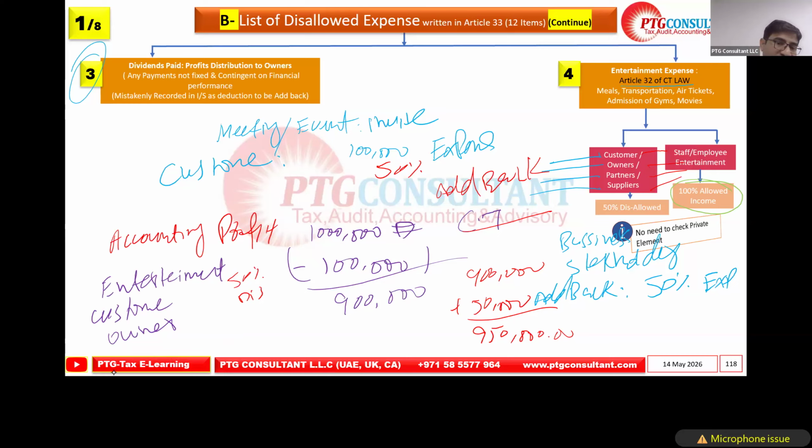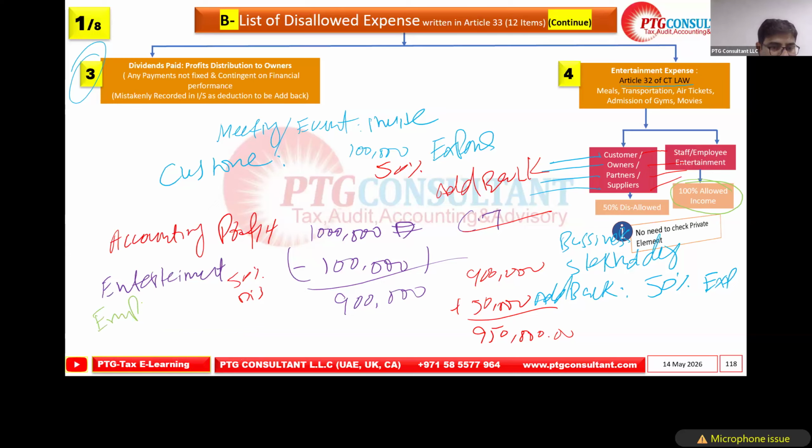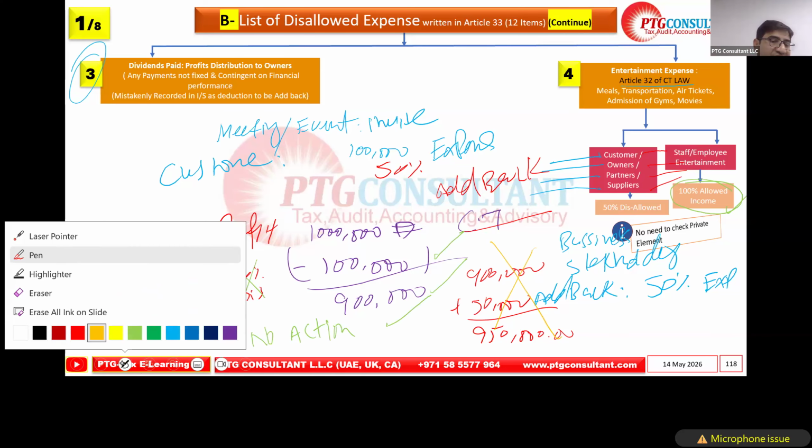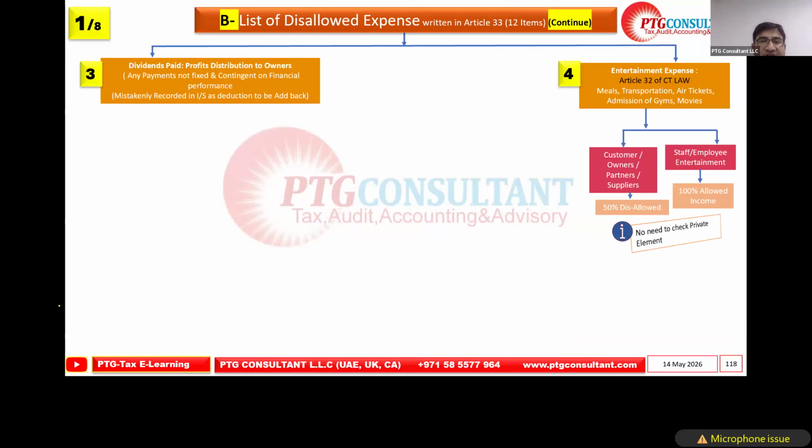Okay, so we are taking the same calculation, but instead of customers, what are we going to take here? Employee. So now the law says 100% is allowed. So whatever we did here is correct, and we don't have to do any action. Allowed means whatever you did is acceptable. Whatever we already calculated in the books, no need for adjustment. It continues the same. So this is the employee entertainment expense for employees, allowed. Any question, please? So far we have covered our next point also.